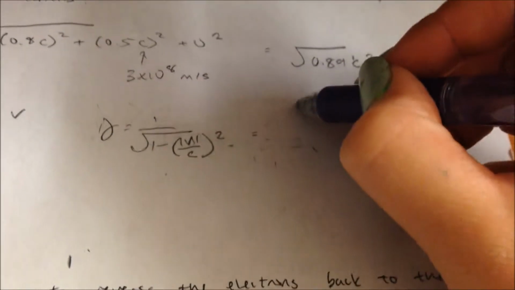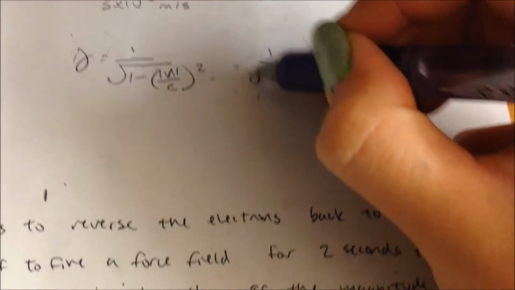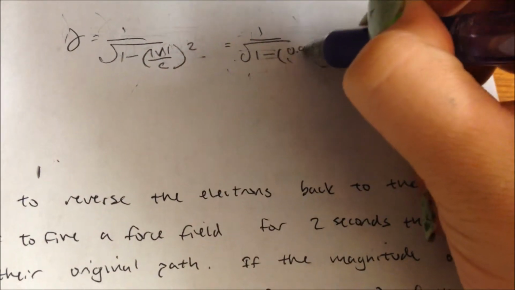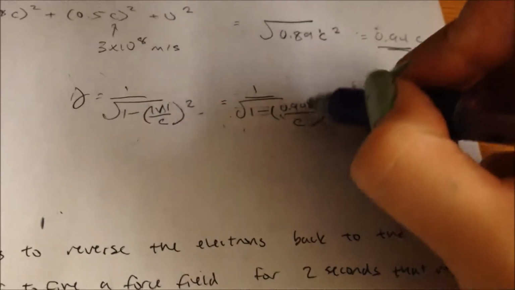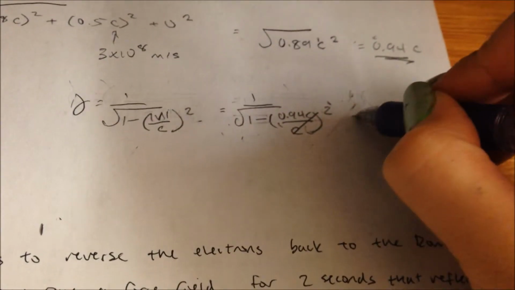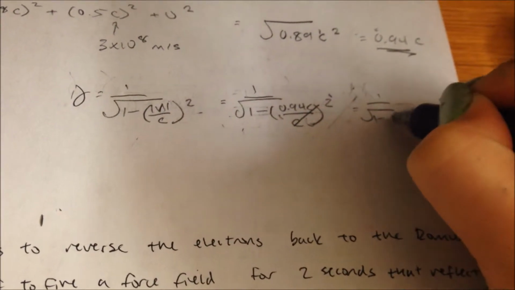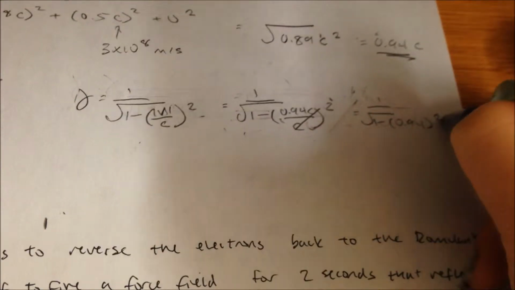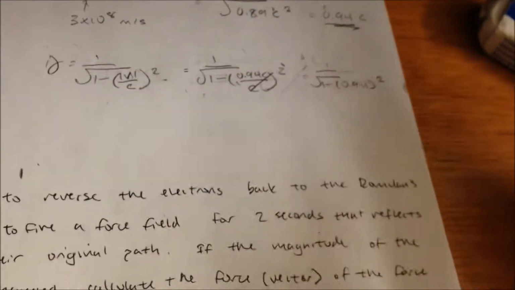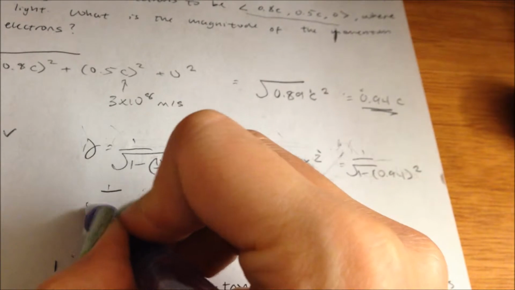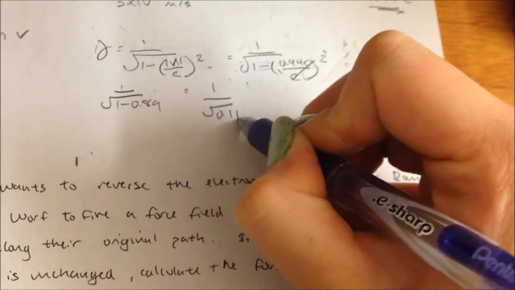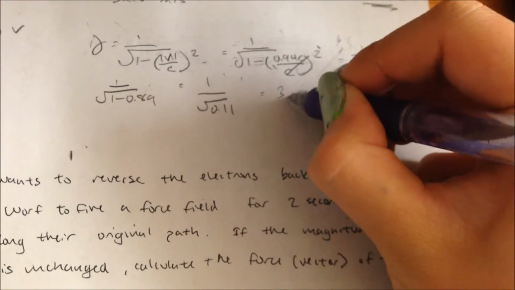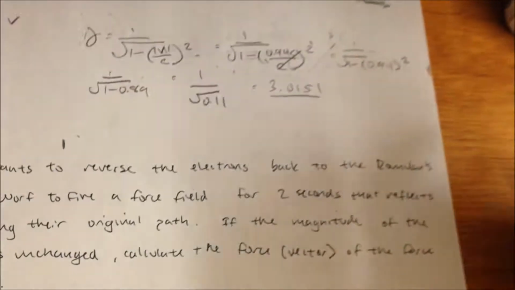When you plug into the equation, you're going to get 1 over the square root of 1 minus 0.94c over c, squared. The c's are going to cancel out, so it's just 1 over the square root of 1 minus 0.94 squared. When you actually solve it out, you get 1 over the square root of 1 minus 0.89, which is 1 over the square root of 0.11, and that's 3.0151.